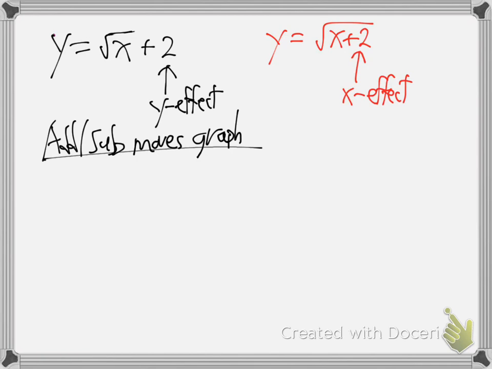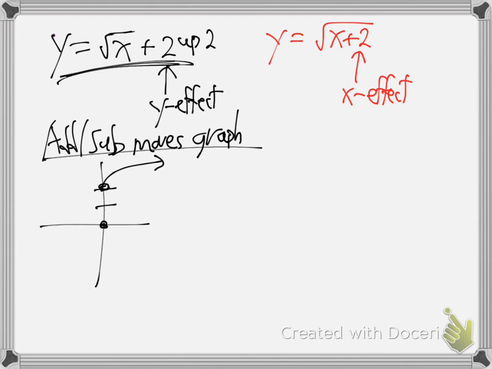So it's going to move it. What is that plus 2 going to do? It's going to go up 2. So you just take the normal square root of x graph and you just say, instead of the origin, go up 2 and do your same old thing. That makes sense? It's still going to shoot off to the right because nothing has been flipped or anything. We'll put all these together in a minute, but for now, that's just up 2.